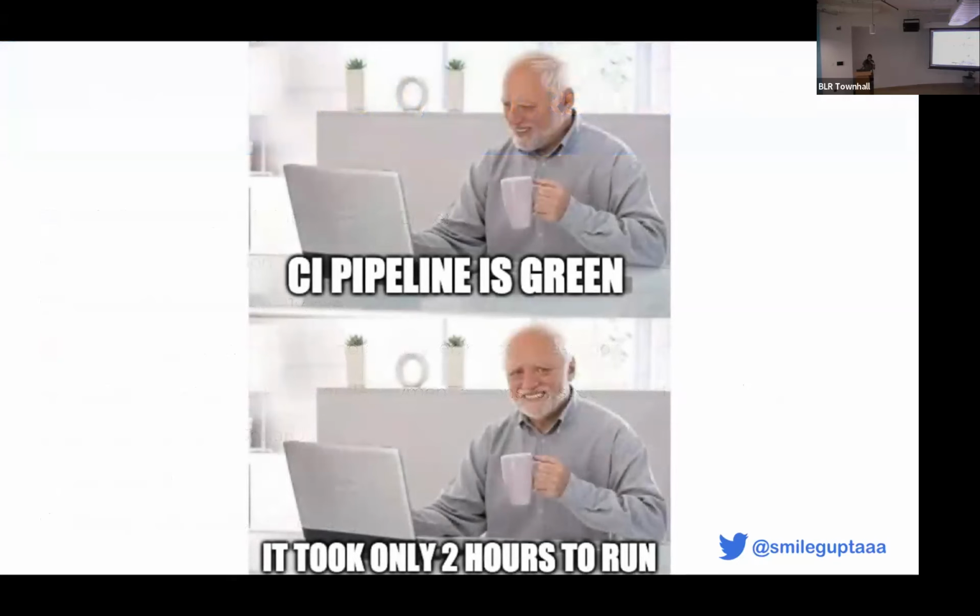This is the last slide I have. We were talking about GitHub Actions, and I gave you a big list in my previous slide. Okay, this is something you can add. But you see something: CI/CD pipeline is green. Green means all checks have passed. Then the next one, it took only 2 hours to run it. It depends.